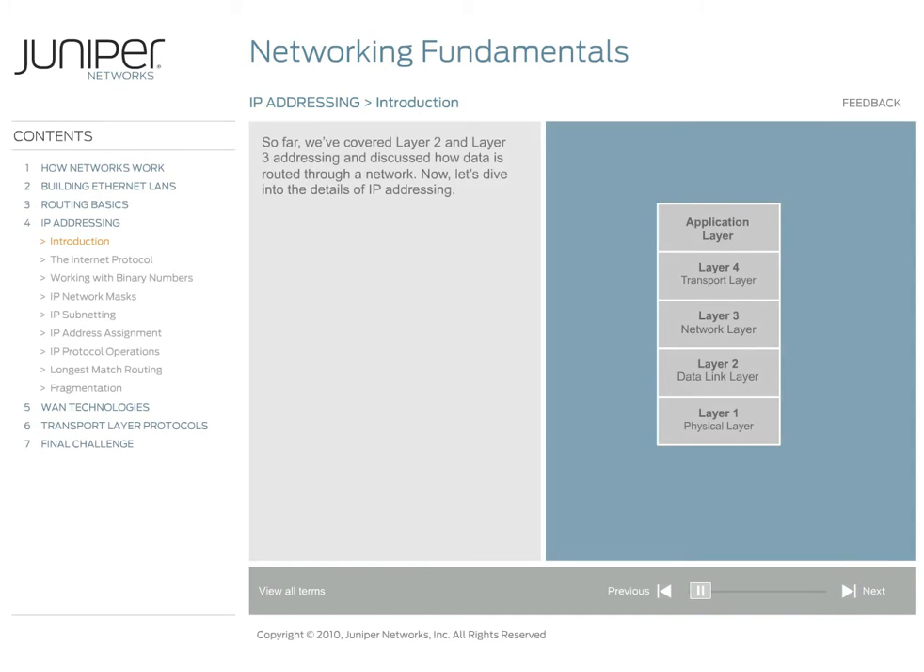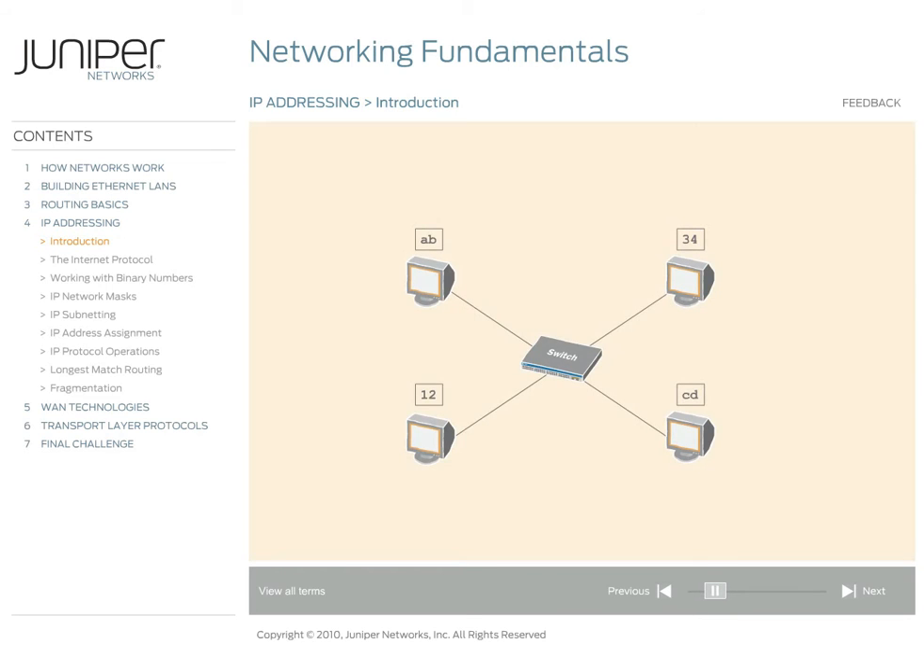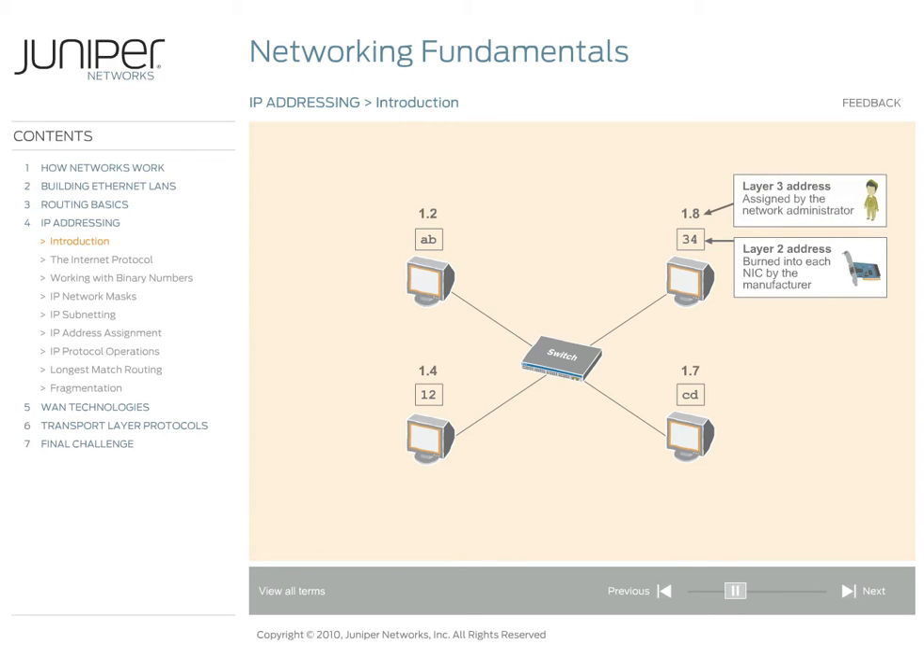So far, we've covered Layer 2 and Layer 3 addressing and discussed how data is routed through a network. Now let's dive into the details of IP addressing. Earlier you learned that every network interface has a Layer 2 or MAC address and a Layer 3 address. You learned that an Ethernet MAC address is assigned by the manufacturer of the NIC, providing no way to logically group devices. At the same time, a Layer 3 address is a unique identifier assigned by a network administrator as a way of logically grouping devices.